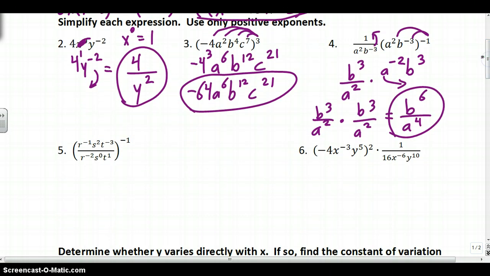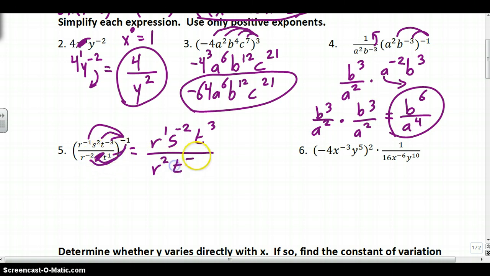Number 5, I'm going to distribute the negative 1 power to everything on the inside. Everything. Once again, the s to the 0, you really don't need to worry about it. It's still going to just be 1. It goes away. This now becomes r to the positive first power. Remember, you're multiplying here. S to the negative second, t to the positive third, over r to the positive second. The s, remember, it goes away. Anything to the 0 power. And this will be t to the negative 1.